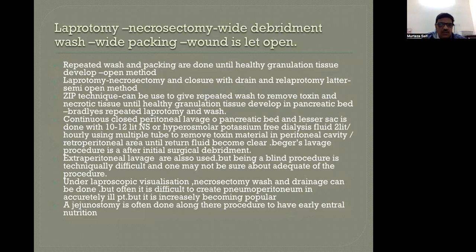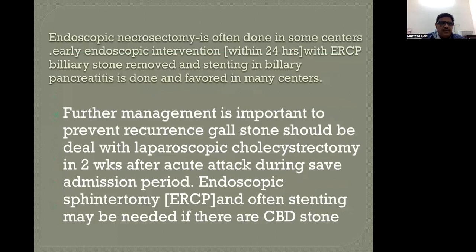the adequacy of the procedure. Under laparoscopic visualization, necrostomy, wash and drainage can be done, but often it is difficult to create pneumoperitoneum in critically ill patients, although it is increasingly becoming popular. A jejunostomy is often done along with this procedure to allow early enteral nutrition. Endoscopic necrostomy is often done in some centers as an early endoscopic intervention. Biliary stone removal and stenting in biliary pancreatitis is done and favored in many centers.